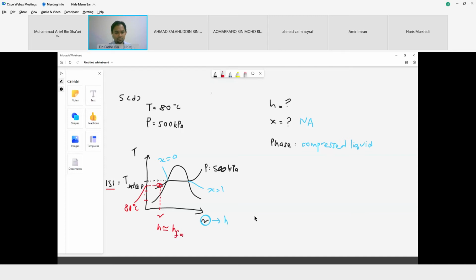As stated in the lecture note, any properties for compressed liquid can be approximated, maknanya boleh dianggap sebagai, H f at the given temperature. Any properties, sama ada dia specific volume, internal energy, specific enthalpy ataupun specific entropy, can be approximated as f at the given temperature. Lihat balik nota kamu. Ada dinyatakan di situ hukumnya untuk compressed liquid sahaja. Yang lain-lain tak boleh pakai hukum tersebut. Cannot use the principle for other phases. Only applicable for compressed liquid phase.